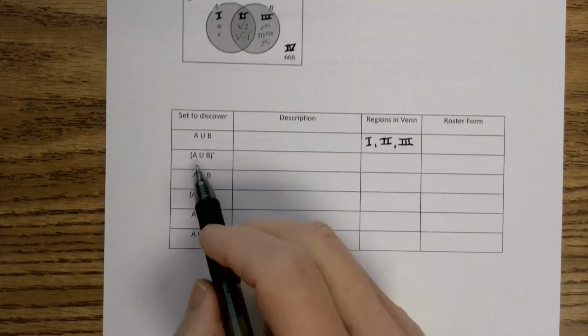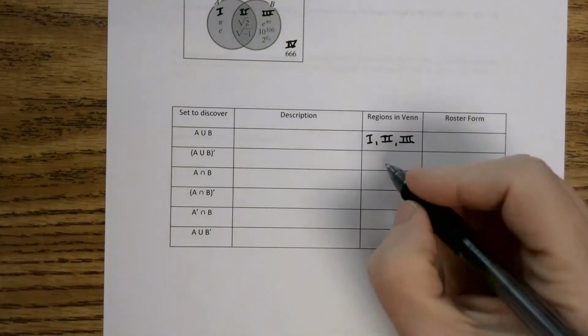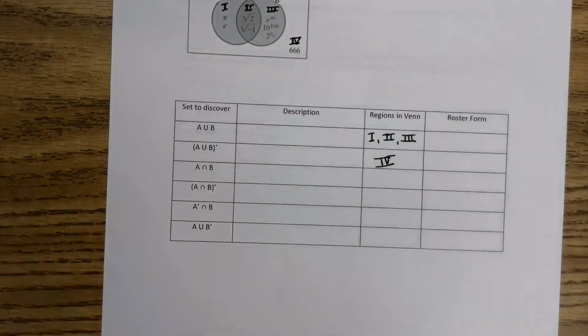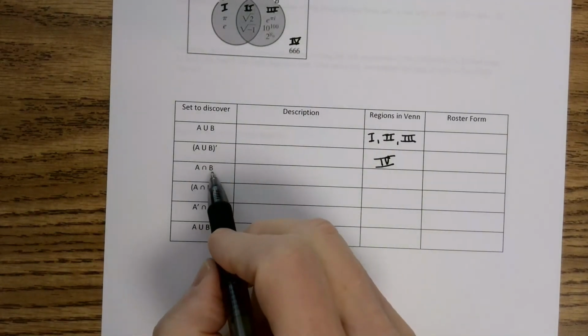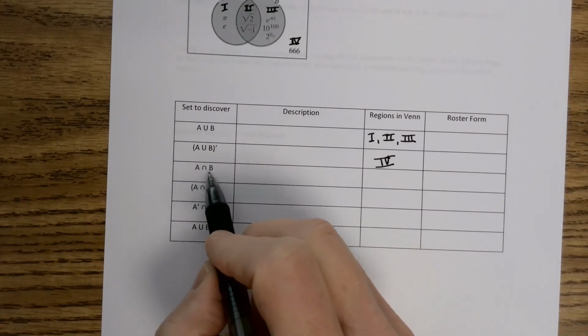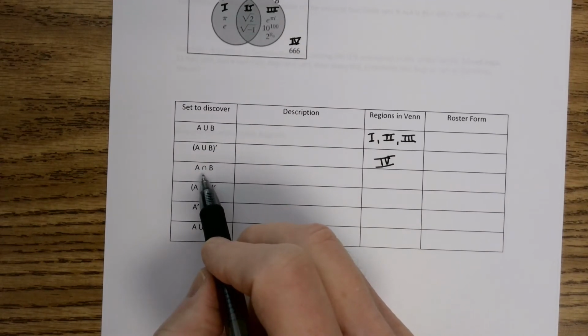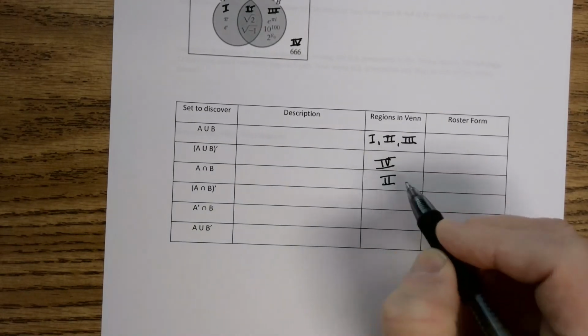All right, so what about A union B complement? So not in A or B. Okay, so that's it. What's in A and B? A intersect B. So it would just be 2. Just the overlap. That's what they have in common.